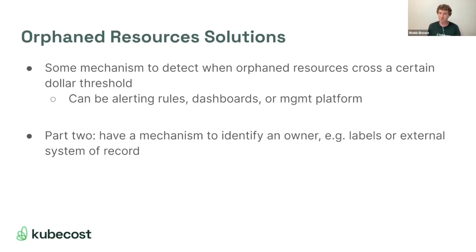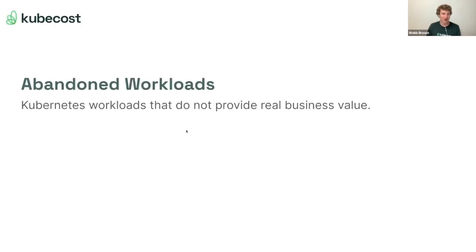And then part two of this, which is kind of a pro tip: to the extent that you can identify an owner of these resources, it can make it really easy for you to then take action. What is common here is to send some type of alert to the owner and just say, if this isn't claimed within, say, 7 days, it's going to be removed automatically. So that is insight or anti-pattern number one.